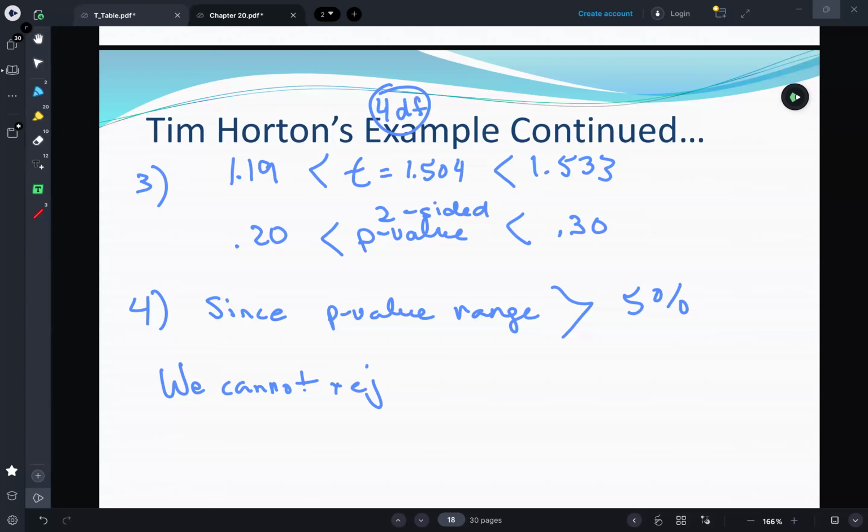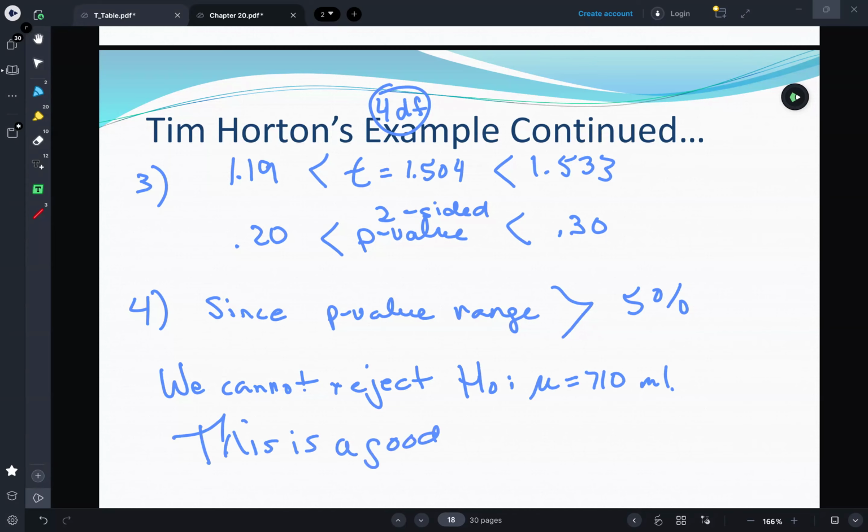So this is a good result for TIMS, right? Means they're doing it. It's good. The 710 mils hold.